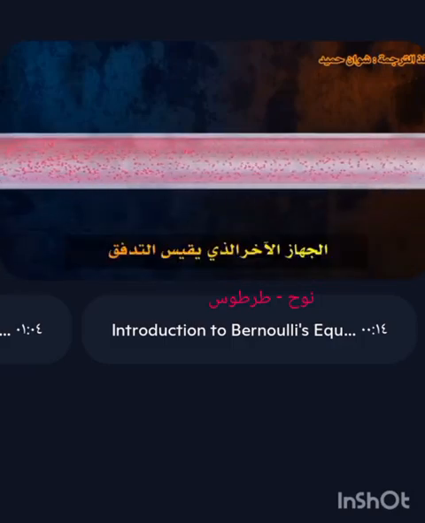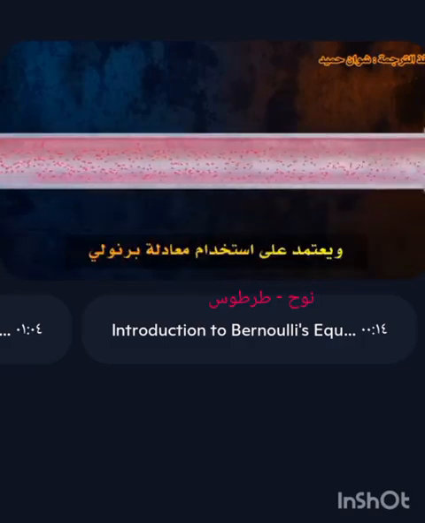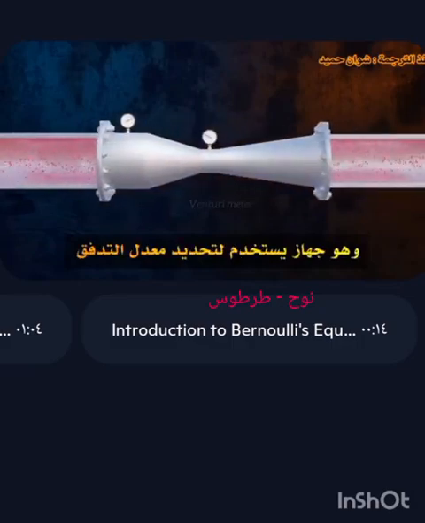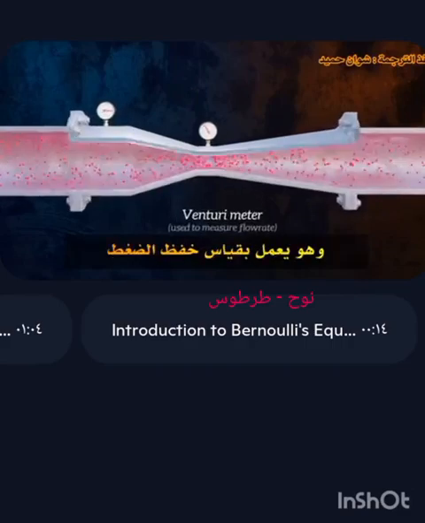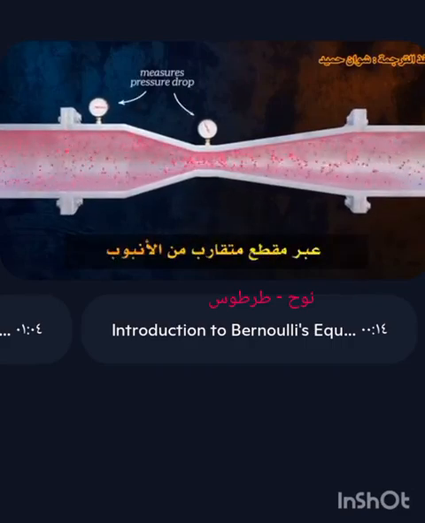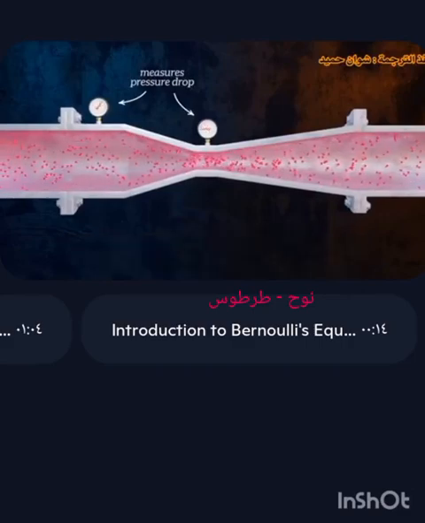Another flow measurement device that uses Bernoulli's equation is the Venturi meter, which is an instrument used to determine the flow rate through a pipe. It works by measuring the pressure drop across a converging section of pipe.